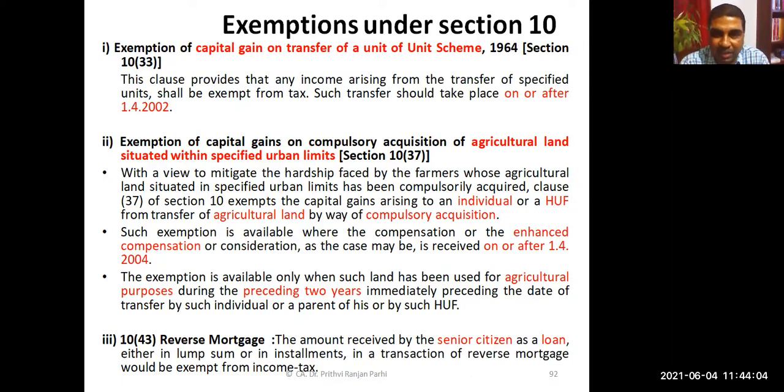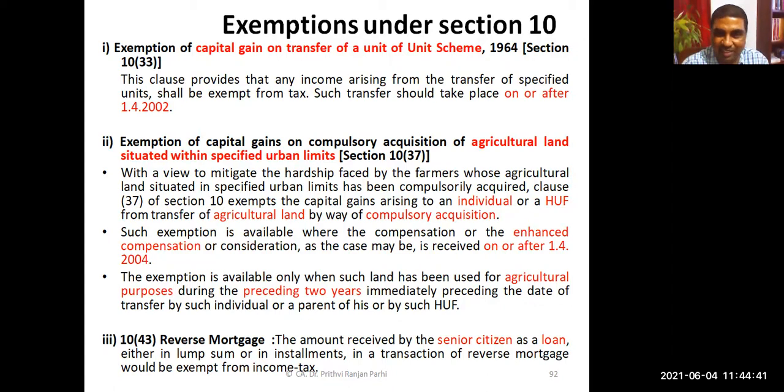But such enhanced compensation may be received on or after 1/4/2004. If it is received after that only, it will be exempted. But one more thing, one has to prove that the urban agricultural land must have been used for agricultural purposes during the preceding 2 years. If it is idle, vacant, or used for commercial purposes, then it is not urban agricultural land.